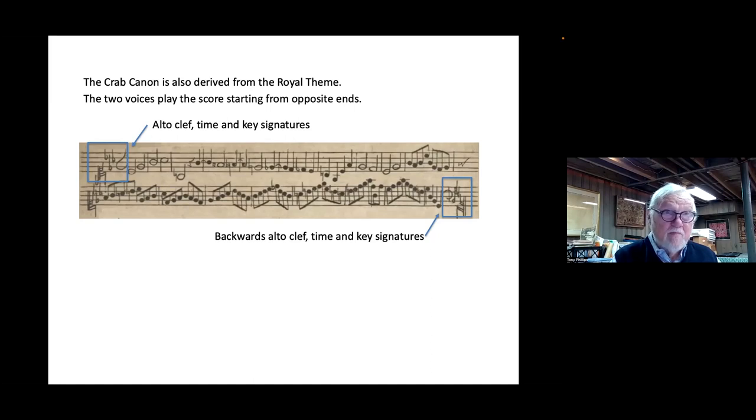At the beginning, you see an alto clef, a time signature, that's the C, and those three flats give you the key signature. And at the end, you see the same signatures, but they're written backwards. And so that was Bach's hint that the second voice was going to be playing the same score, but starting at the back and playing toward the front.